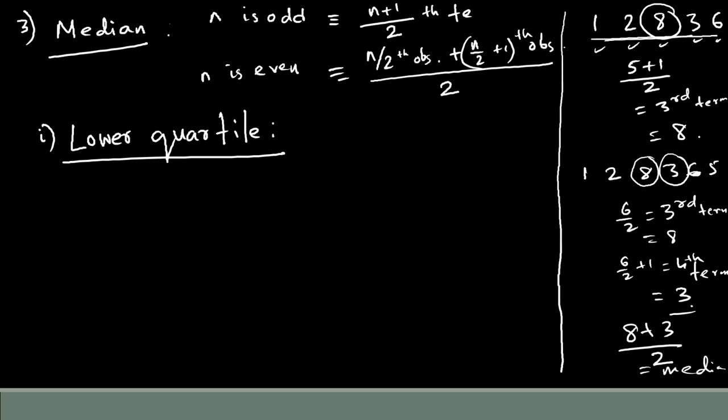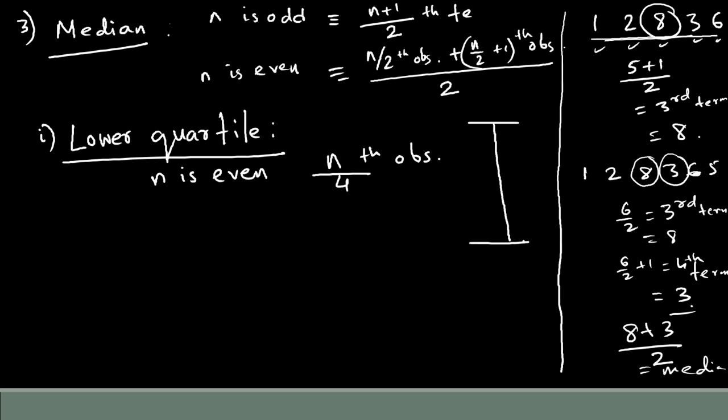Similarly, the lower quartile when n is even will be the n by fourth observation. That is the 25th percentile. Let's say this is the range of data you have. This is your data set. Let's say I'm writing it like this. The data is like this.